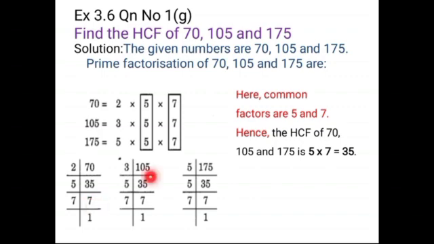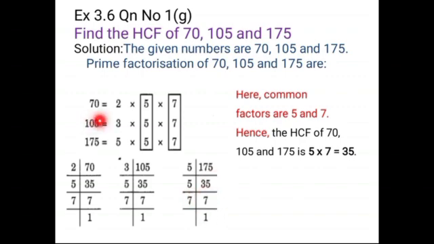Next, 105, which is divisible by 3. 3 3s are 9, remainder is 1, 15, 5 3s are 15. 35 is divisible by 5, 7 5s are 35, 7 1s are 7. Next, 175, which is divisible by 5. 3 5s are 15, remainder is 2, 25, 5 5s are 25. 35 is divisible by 5, so 7 5s are 35, 1 7 is 7.